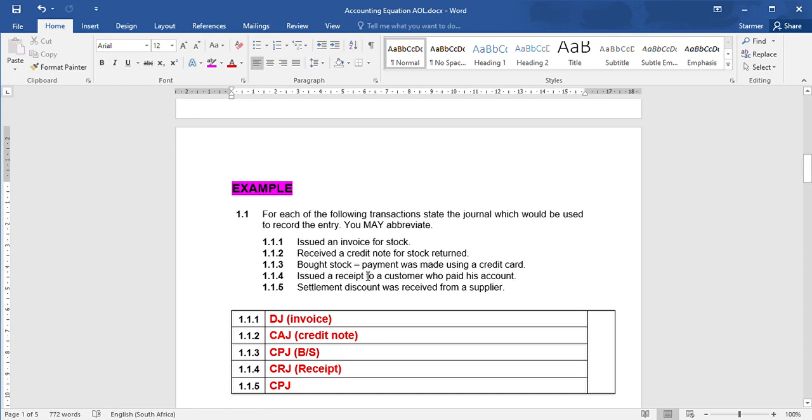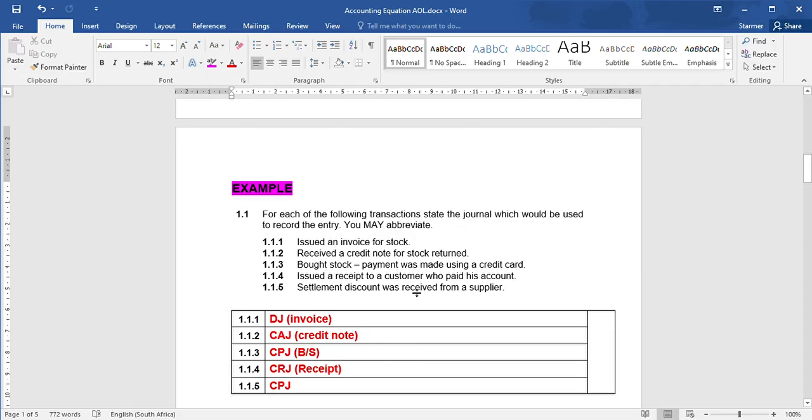If you buy stock, payment made using a credit card is not a store card. Okay, so it's not buying on credit. It's treated by the business you're paying as cash because they can get the money straight from the bank. They don't have to wait for you to pay back. So that will go in the cash payments journal and your document will be bank statement.